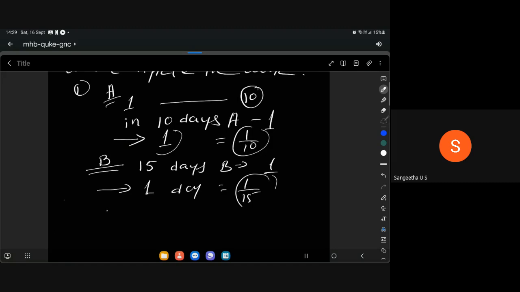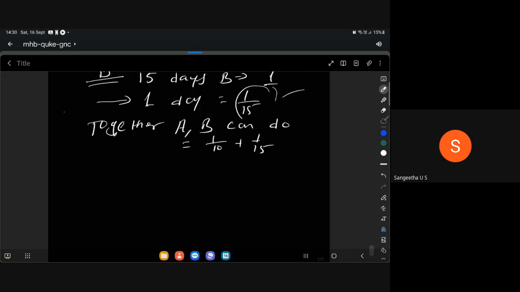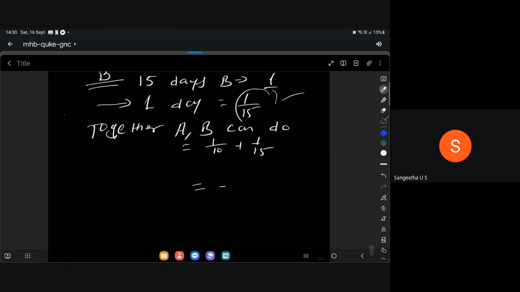Now if they come together, A and B, in 1 day, how much work can they do? This is 1 day by A, this is also 1 day by B. 1 by 10 plus 1 by 15, correct? So the LCM will be 30. 10 and 15, if you divide by 5, it will be 2 and 3. 5 times... 10, 3 times 10 is 30.